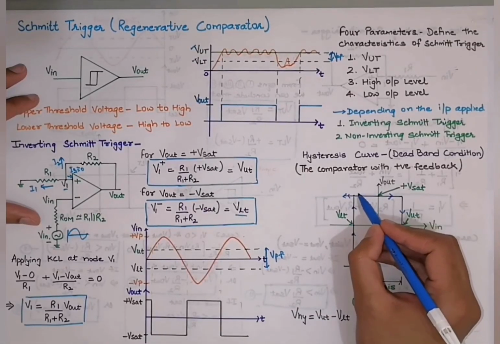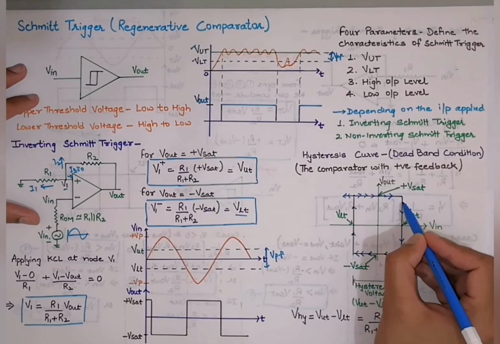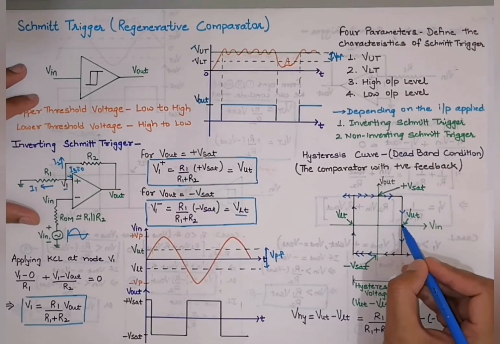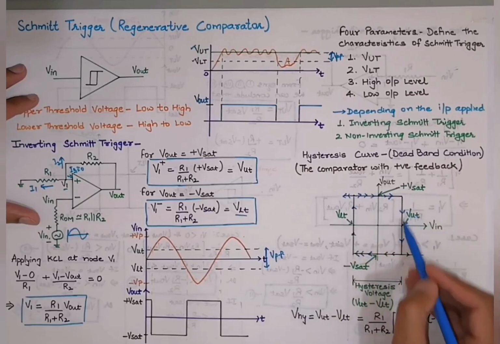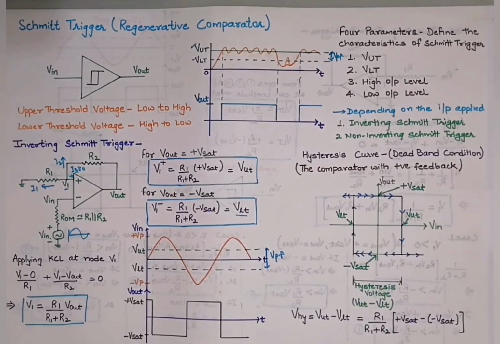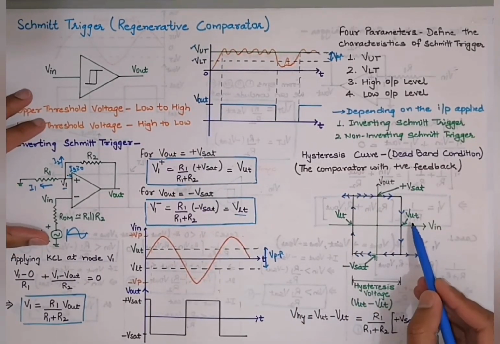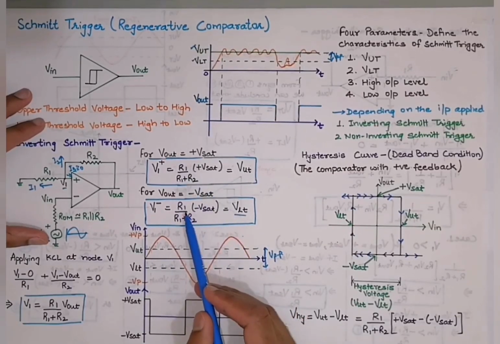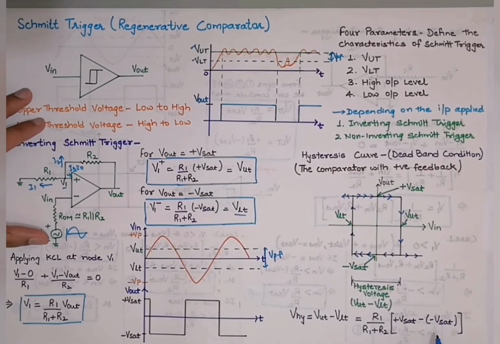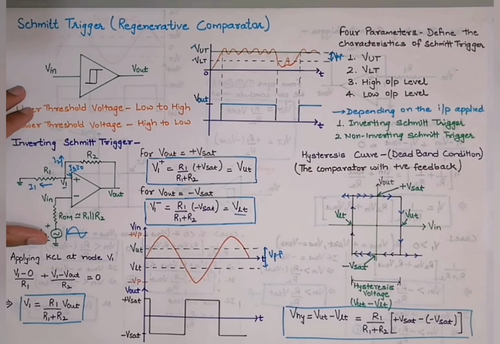It means the input has to increase until the upper threshold, and exactly at this point, where my input voltage becomes equal to the upper threshold, it will make a transition from plus V saturation to minus V saturation. This means I will get a curve like this, and this curve is nothing but the hysteresis curve. The hysteresis voltage over here is given by the difference of the upper threshold and the lower threshold. My upper threshold voltage is R1 upon R1 plus R2 times V saturation, and the lower threshold voltage is R1 upon R1 plus R2 times minus V saturation. So this will be my hysteresis curve for the inverting Schmitt trigger.